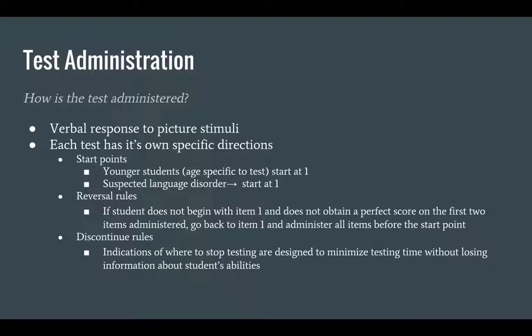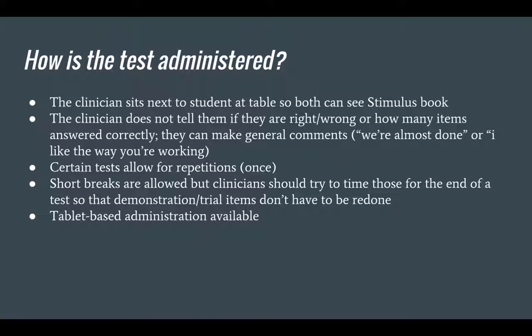If, though, the student does not begin with item 1 and does not obtain a perfect score on the first 2 items administered, the clinician must go back to item 1 and administer all of the items before the start point. Regarding discontinue rules, indications of where to stop testing are designed in order to minimize testing time without losing information about the student's abilities. So the clinician sits next to the student at a table so both can see the stimulus book and there are no barriers in the line of vision.